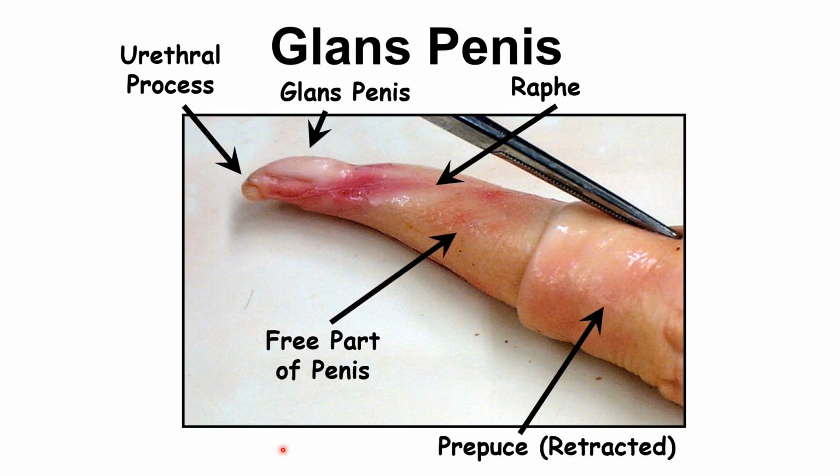So here is the actual one, and the prepuce or the sheath is pulled back or retracted with the use of the forceps. We can also see the raphe, which is a scar tissue. We also have the glans penis and the urethral process.